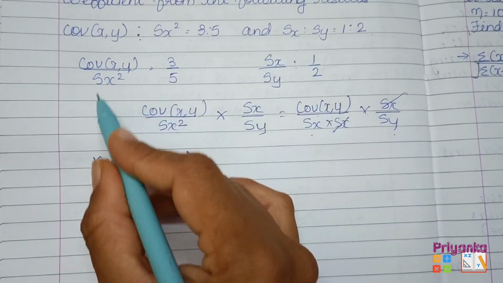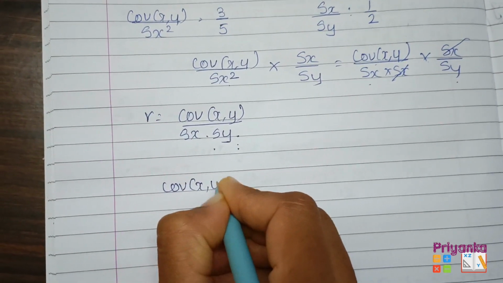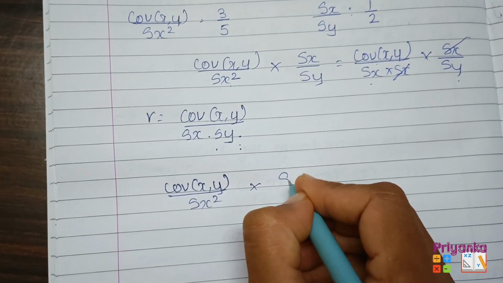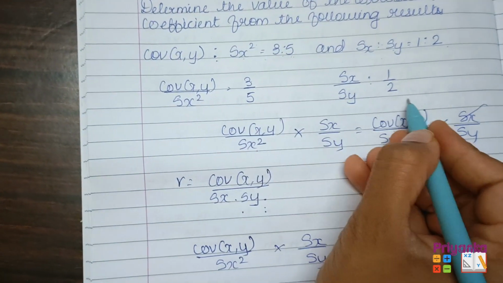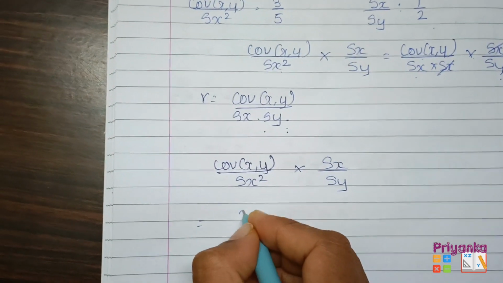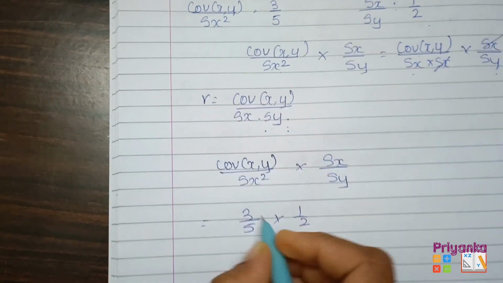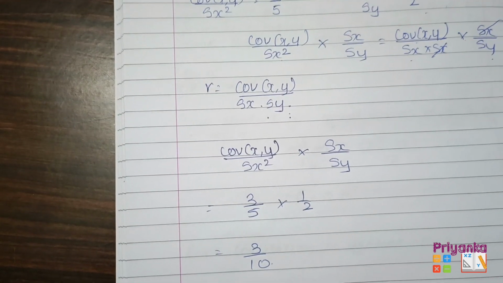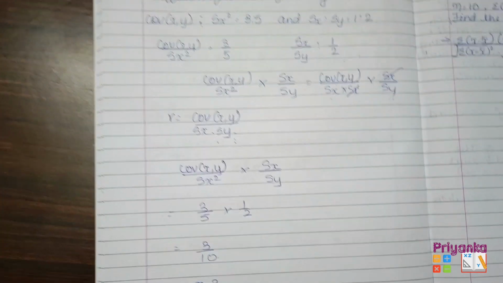Now I'll show you the solution of this. Covariance xy upon sx square, into sx upon sy. Let's write down the values which have been given in the question, that is 3/5 into 1/2. 3 ones are 3 and 5 twos are 10. Here we get the answer 0.3.